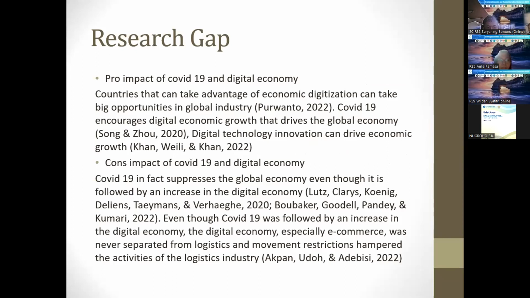For the pros, countries that can take advantage of economic digitization can take big opportunities in the global industry, by Purwanto. COVID-19 encouraged digital economic growth that drives the global economy, and digital technology innovation can drive economic growth. For the cons, COVID-19 in fact suppressed the global economy, even though it is followed by an increase in the digital economy.